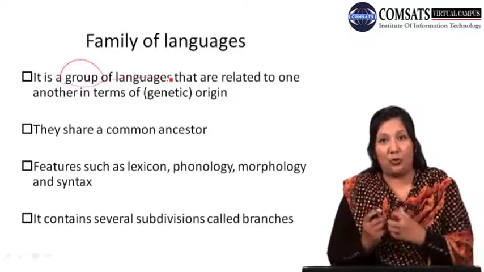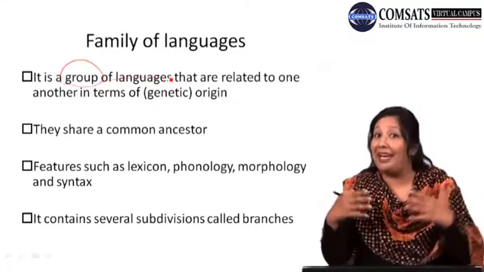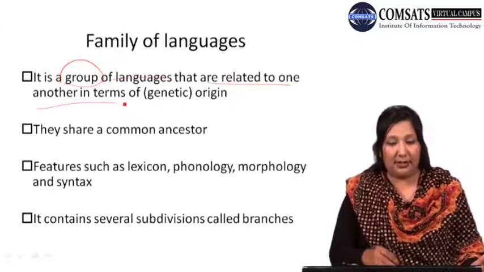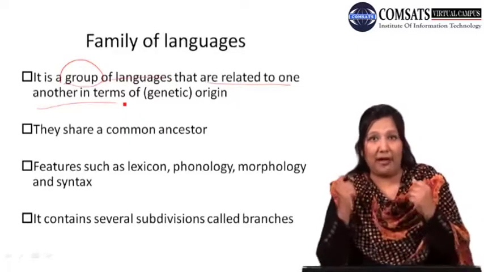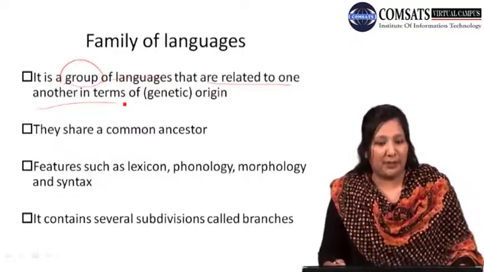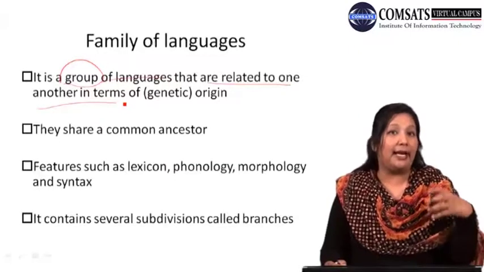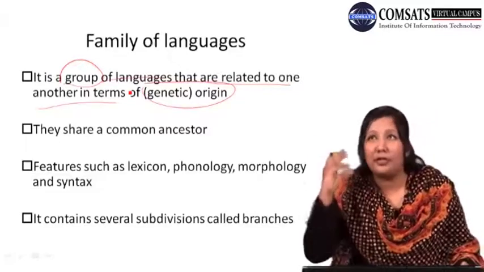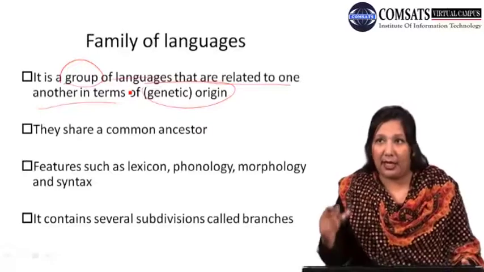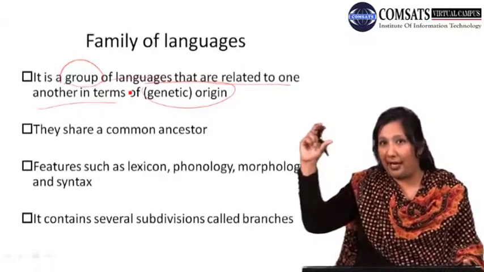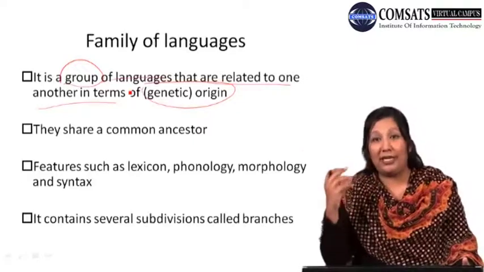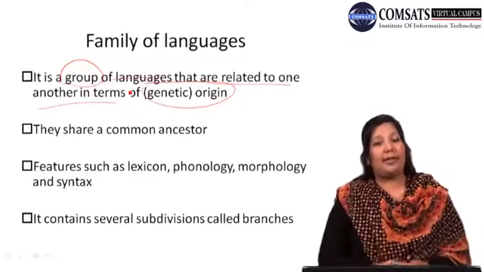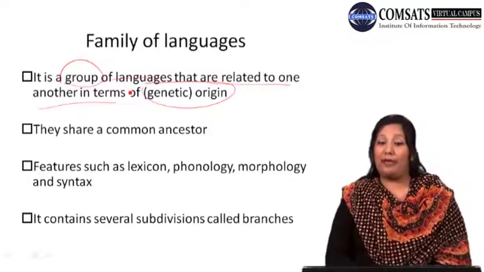The languages that are related to one another have some connection. The next important point is that these languages have some kind of relation with each other. How? In terms of which thing? In terms of their genetic origin, in terms of their source from where they are coming, in terms of their beginning. The languages are related to each other, and when we talk about these languages in the form of a group, we are talking about families of languages.